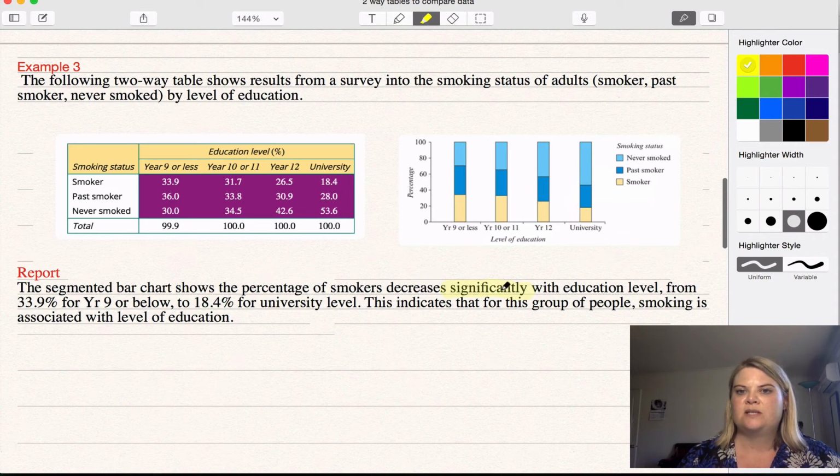Percentage of smokers decreases significantly with education level from, and this is where I'm putting my statistics, 33.9, and I kind of cheated and had a look at the two-way table, but that's okay, 33.9% for year 9 or below to 18.4% for university level. This indicates, you must have that section as well. This is part 2. What does the data actually tell you about this group of people? This indicates that for this group of people, smoking is associated with level of education.